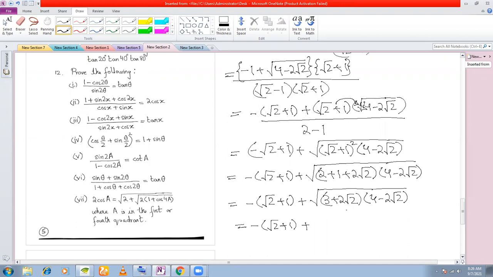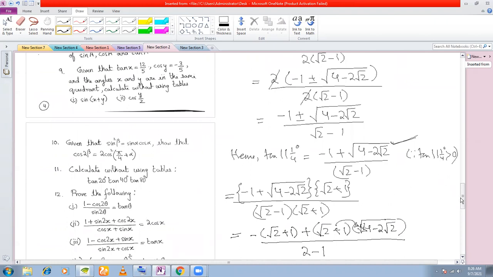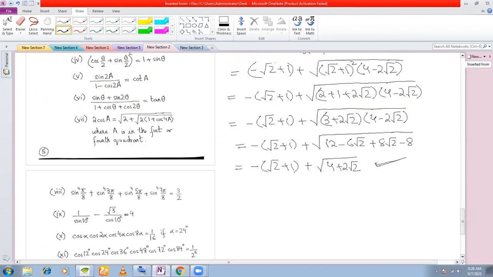plus, now if you multiply these two within the radical, you get 12 minus 6 root 2 plus 8 root 2 minus 8. So now we simplify this, you're going to get 4 plus 2 root 2. And that is your answer with the denominator rationalized. Okay. So as I told you, you can leave your answer here also. I've just shown you how to rationalize the denominator and arrive at this answer.